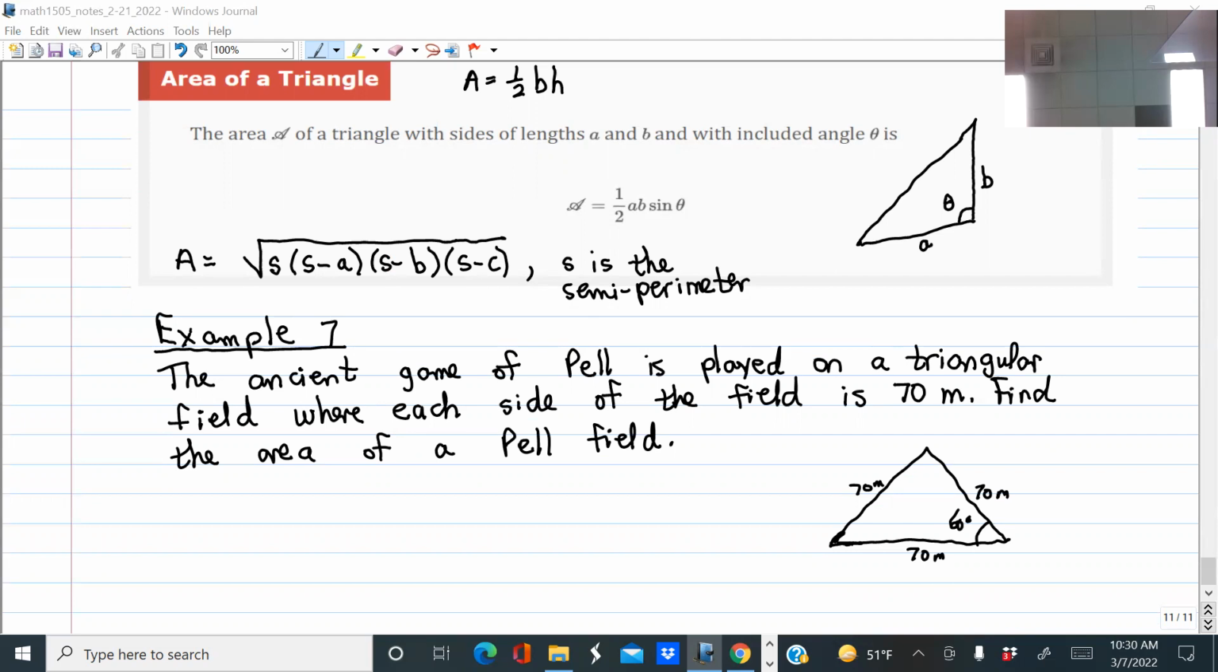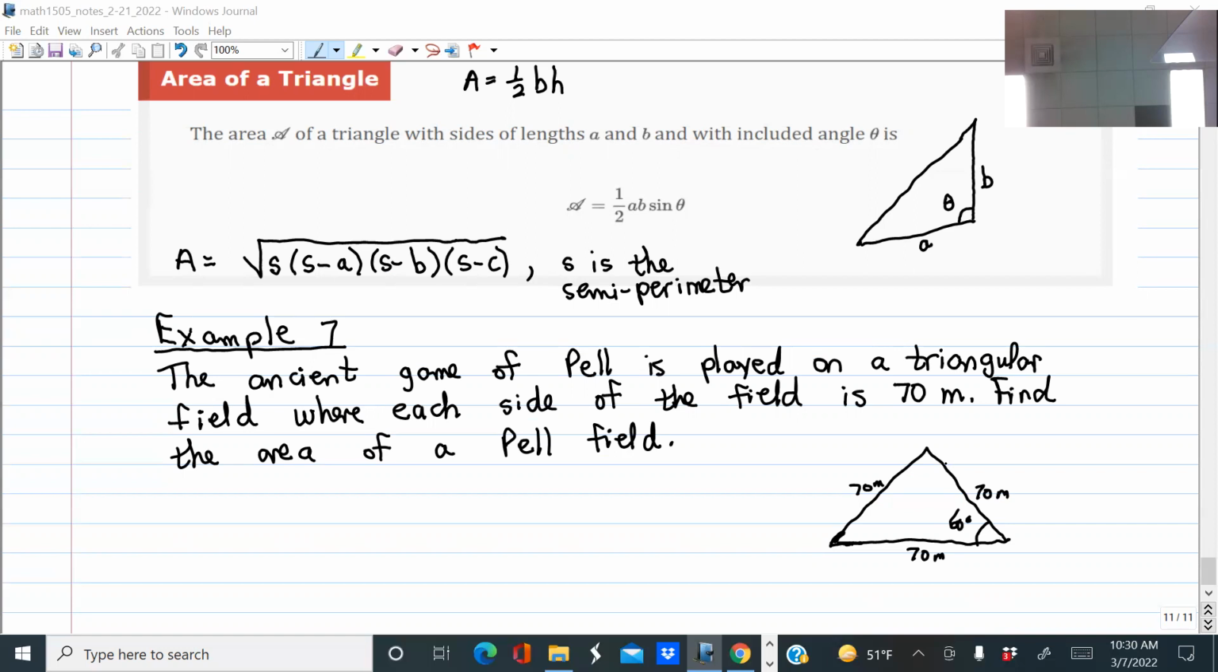So it says the ancient game of Pell is played on a triangular field where each side of the field is 70 meters, okay? And so we want to find the area of a Pell field. So in Pell, the field is an equilateral triangle. So the lengths of all the sides of this triangle are 70 meters, and then the angles are all 60 degrees because this is an equilateral triangle. So all the angles are the same.